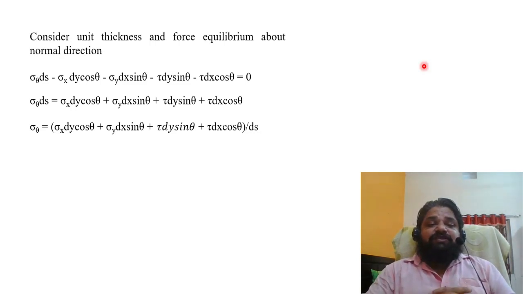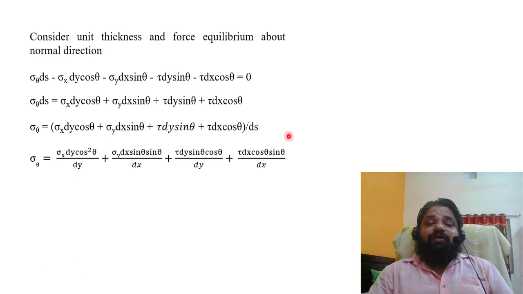Now all the forces along the normal stress equal to 0, when I put that, I can write sigma theta ds, and sigma x dy cos theta minus sigma y dx sin theta minus tau dy sin theta minus tau dx cos theta is equal to 0, and based on that I can finally reach a point, sigma theta is equal to, just this ds I am dividing from all this.